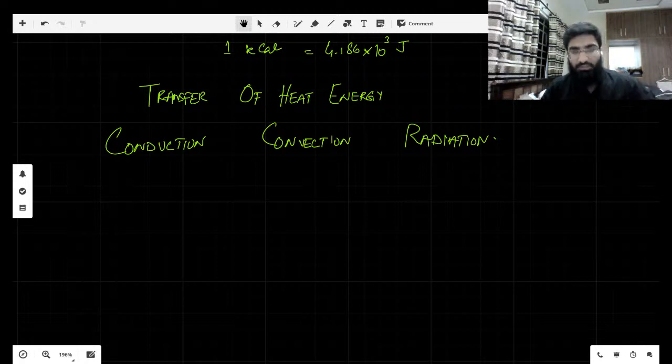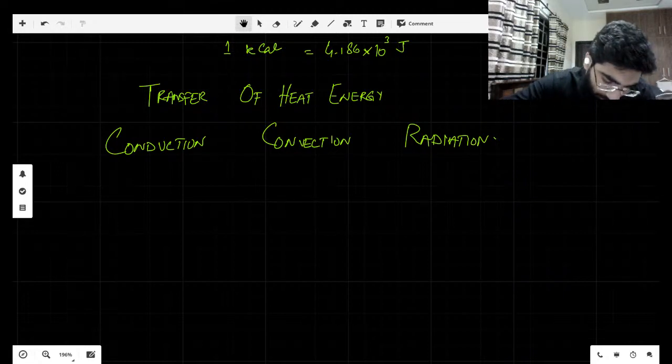So eventually the principle is the same, that as long as there is a conductor, the molecules of the conductor will keep on passing the energy to the neighboring conductors, and they'll get heated up. So one, we know energy transfers to neighboring molecules.